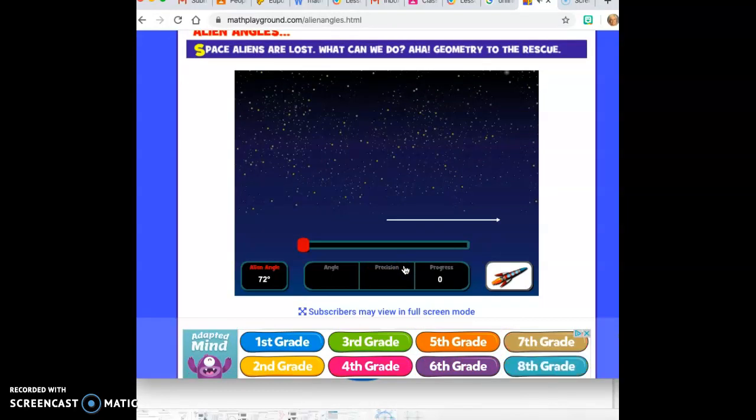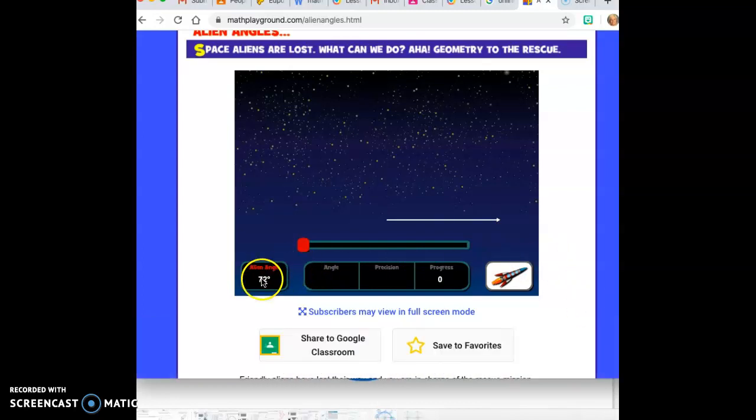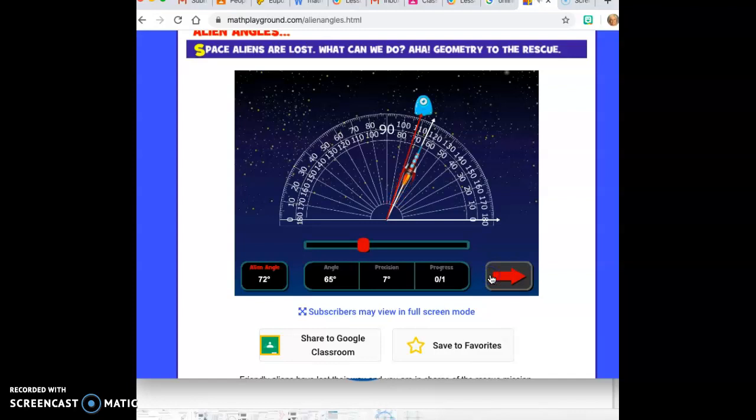So I'm going to get started. First of all, I need to find an angle that is 72 degrees. So I kind of have to guesstimate. Let's see, I know that's 90. So if I know that's about 45, then 72 might be about there. And I have to just guess and see. Let's see, I guessed about a 65 degree angle. I was off by 7 degrees.